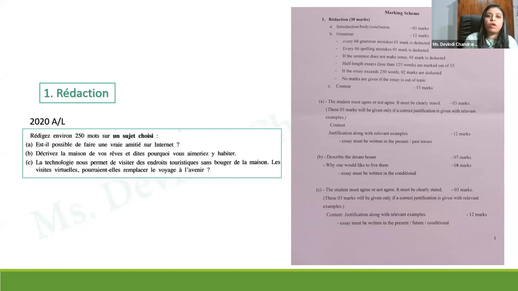That means, if you are not talking about the facts in an appropriate sense, you won't be given a good mark. And also, when it comes to the grammar, you are allocated 12 marks. So if you just make mistakes repeatedly, then these 12 marks would be deducted, right?